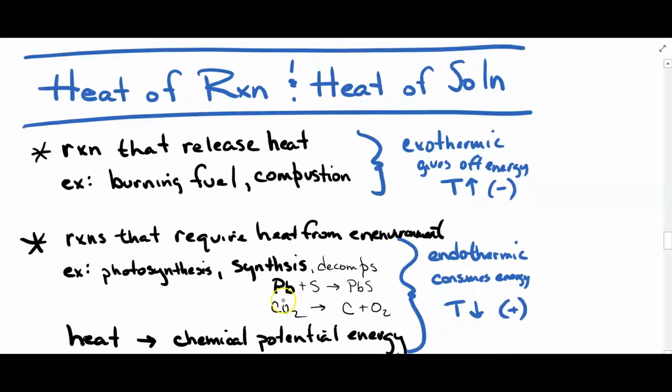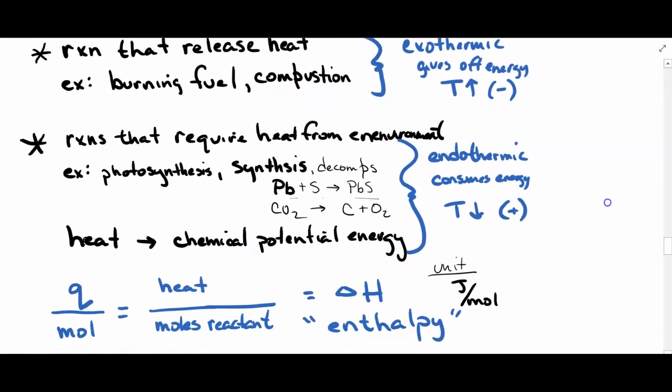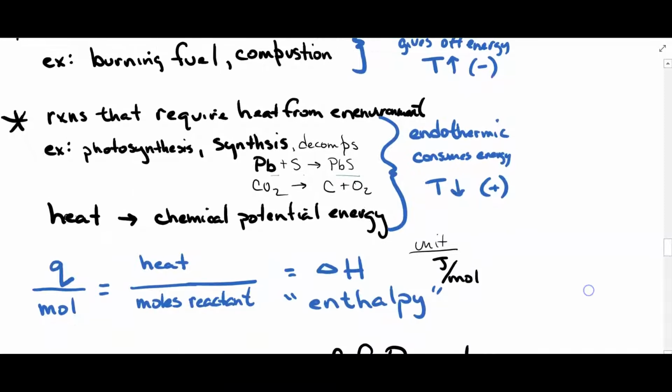For this example, lead combines with sulfur to make lead sulfide, and that would be an arrangement that has more energy stored in the lead sulfide than in the separate atoms. All right. And when we talk about the heat and compare it to the number of moles of a material, that ratio we often refer to as enthalpy, and its unit is joules per mole, or usually kilojoules per mole.